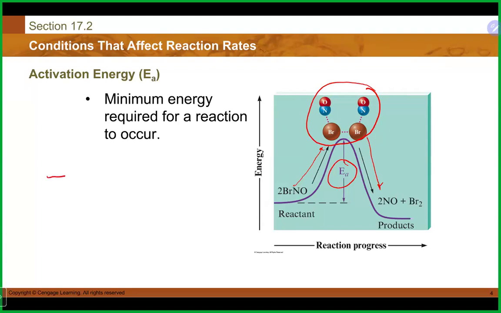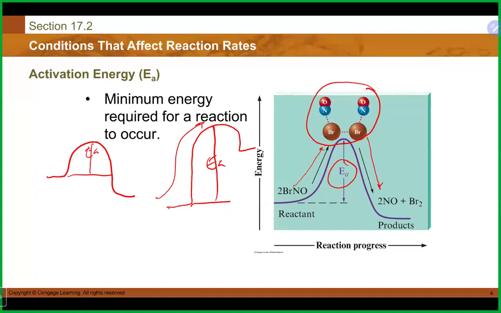So if your activation energy hill was like this, versus an activation energy hill like this. This is obviously a much bigger reaction hill to get to the other side than this one. And again, reactant molecules would probably be able to climb the other one a lot easier than the one on the right.